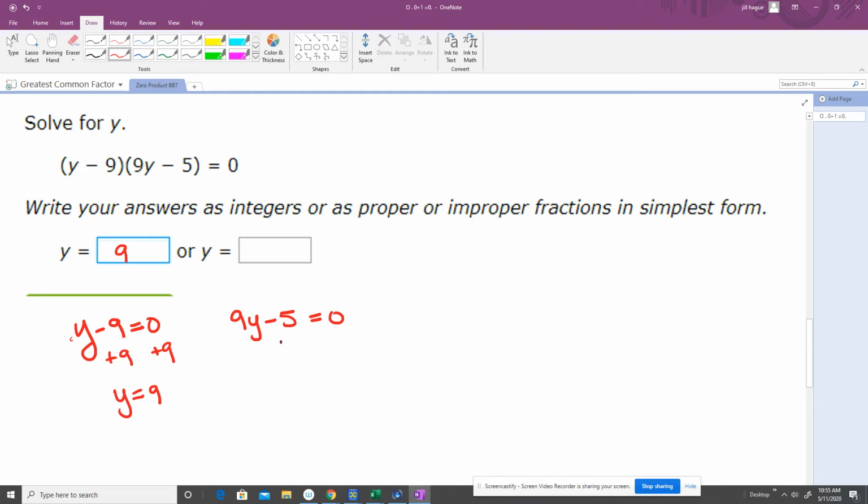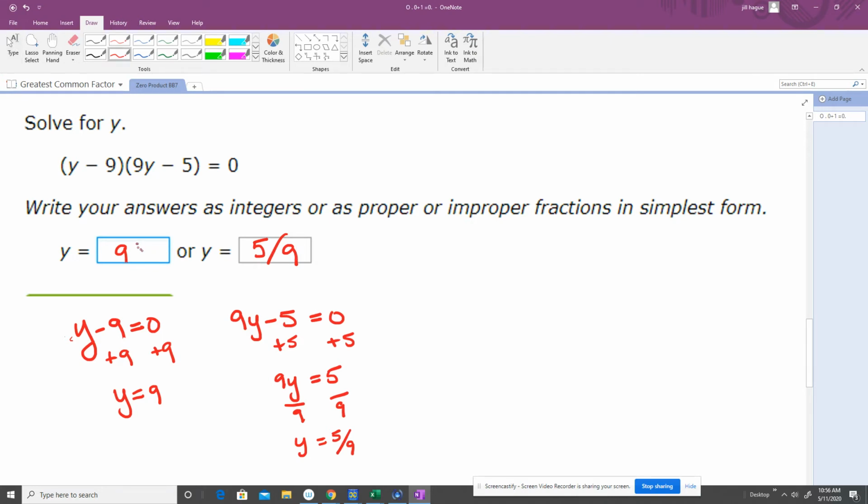Okay, and then over here, remember we add 5, which would give me 9y is equal to 5. Divide by 9. There's my second step. Y is equal to 5/9. So on these problems on IXL, guys, they just want you to write 5, the division symbol, and 9. Okay, so that is a second answer.